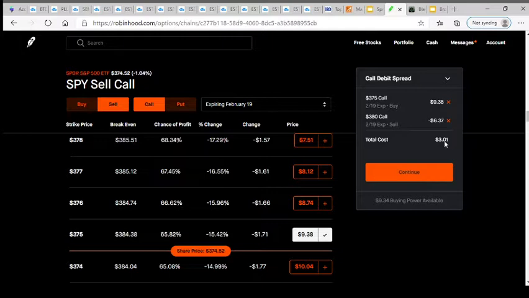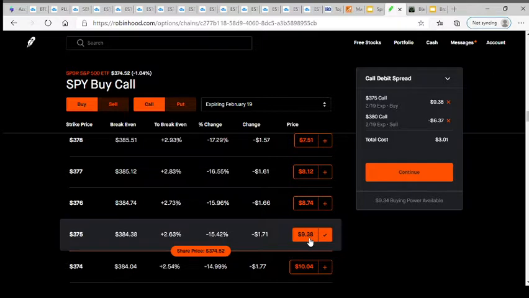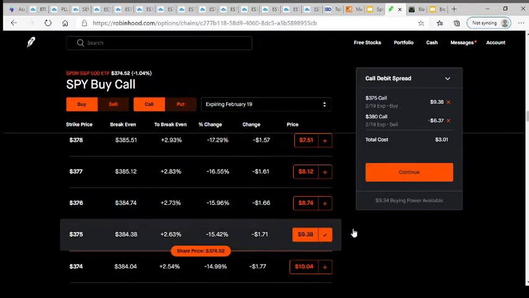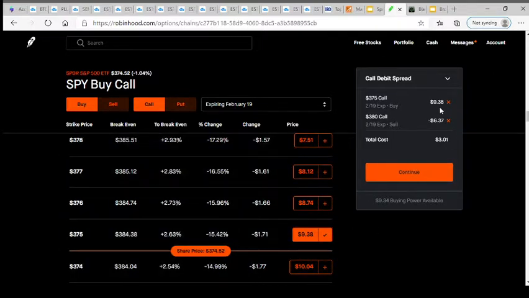So net, this is costing you a total of $300. If you look, if you were to just get this naked option, it's costing you $938. So that's where you can get an at the money, further expiration option for a third of the price.